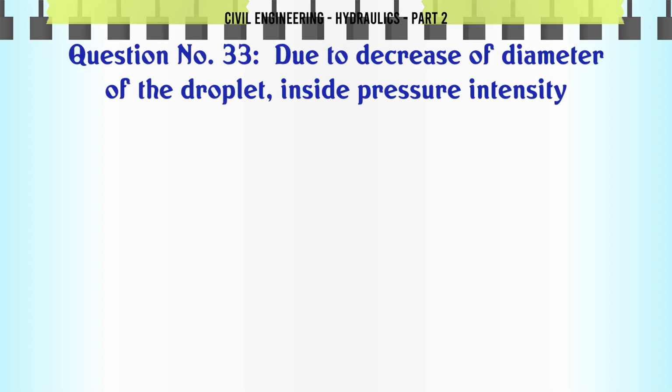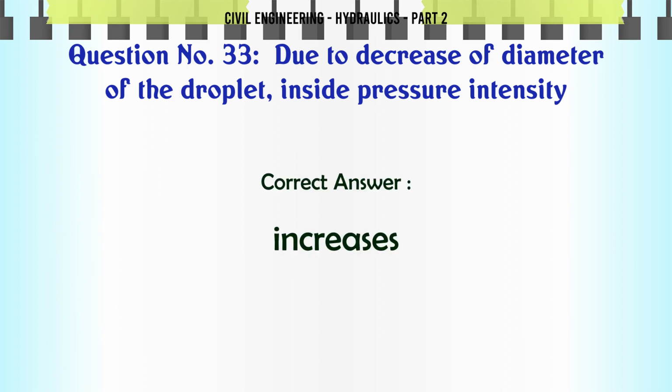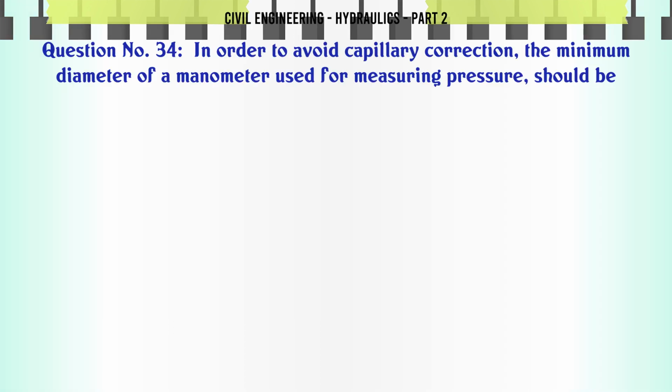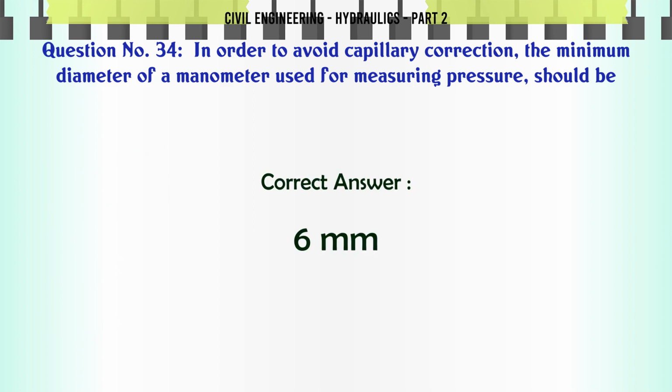Due to decrease of diameter of the droplet inside, pressure intensity A. increases, B. decreases, C. remains unaffected, D. none of these. The correct answer is increases. In order to avoid capillary correction, the minimum diameter of a manometer used for measuring pressure should be A. 2 mm, B. 4 mm, C. 6 mm, D. 8 mm. The correct answer is 6 mm.